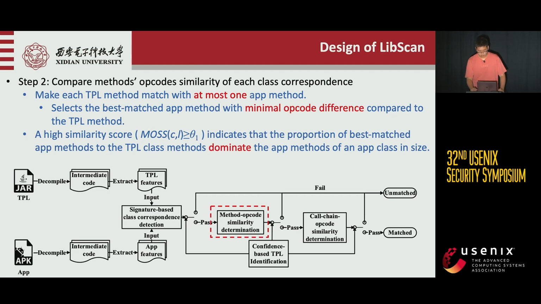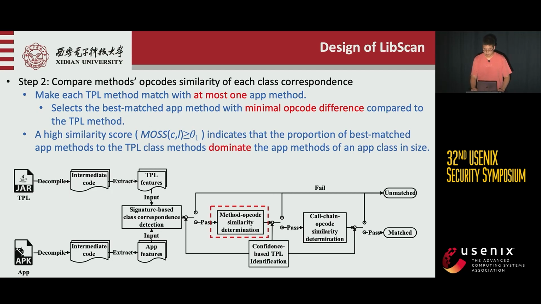For step 2, we find the best matched app method in the app class to each TPL method in the TPL class. Best match means the methods have the same method signature and their opcodes have minimal difference.